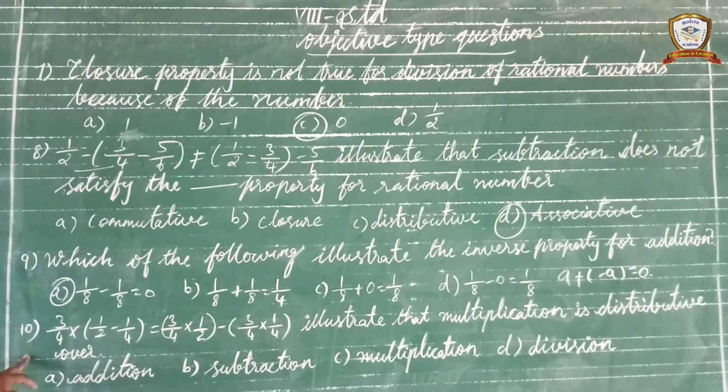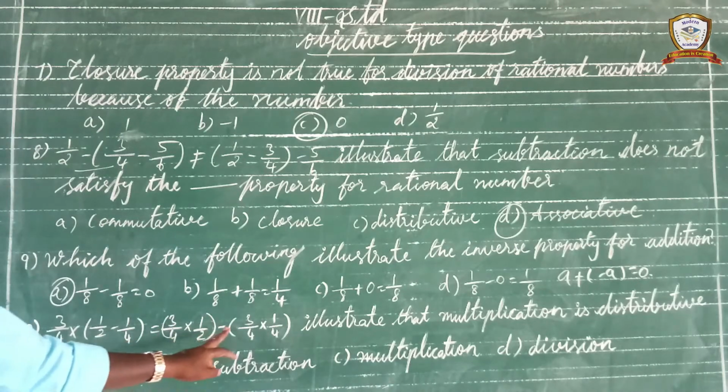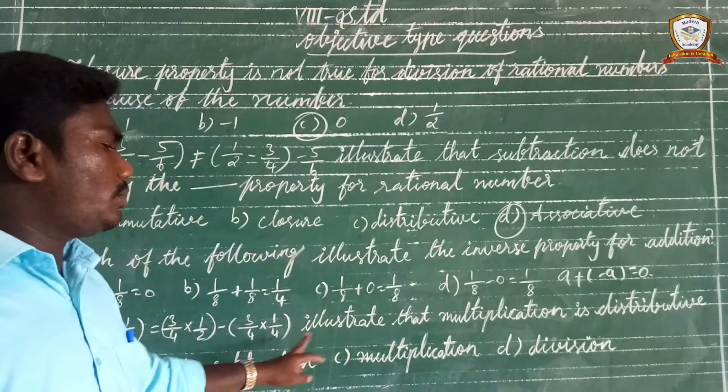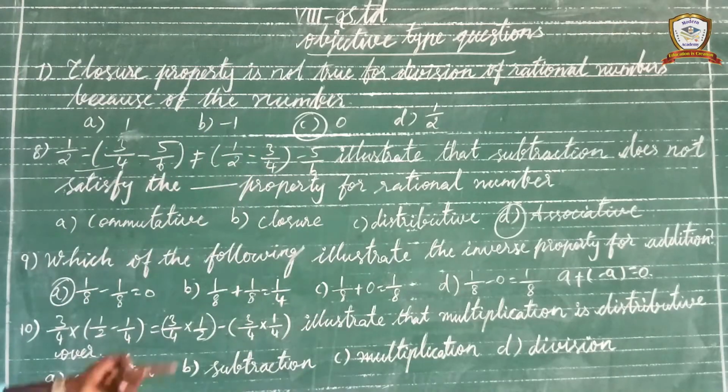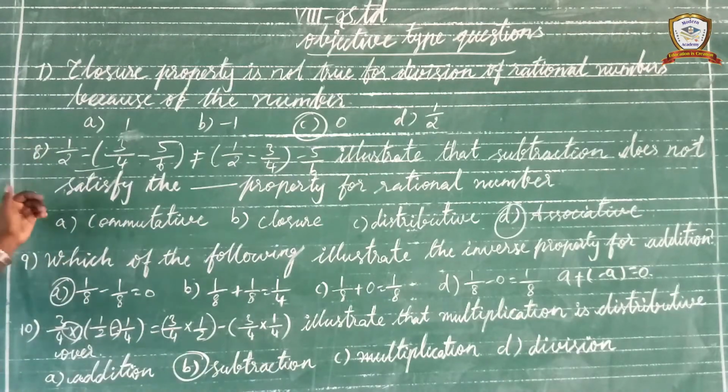Okay. The next, tenth one. 3 by 4 into (1 by 2 minus 1 by 4) is equal to 3 by 4 into 1 by 2 minus 3 by 4 into 1 by 4. This illustrates that multiplication is distributive over which one? Addition, subtraction, multiplication, division. Here multiplication is distributed over subtraction. Therefore, the answer is subtraction. Are you clear? So alternative questions are also very easy.